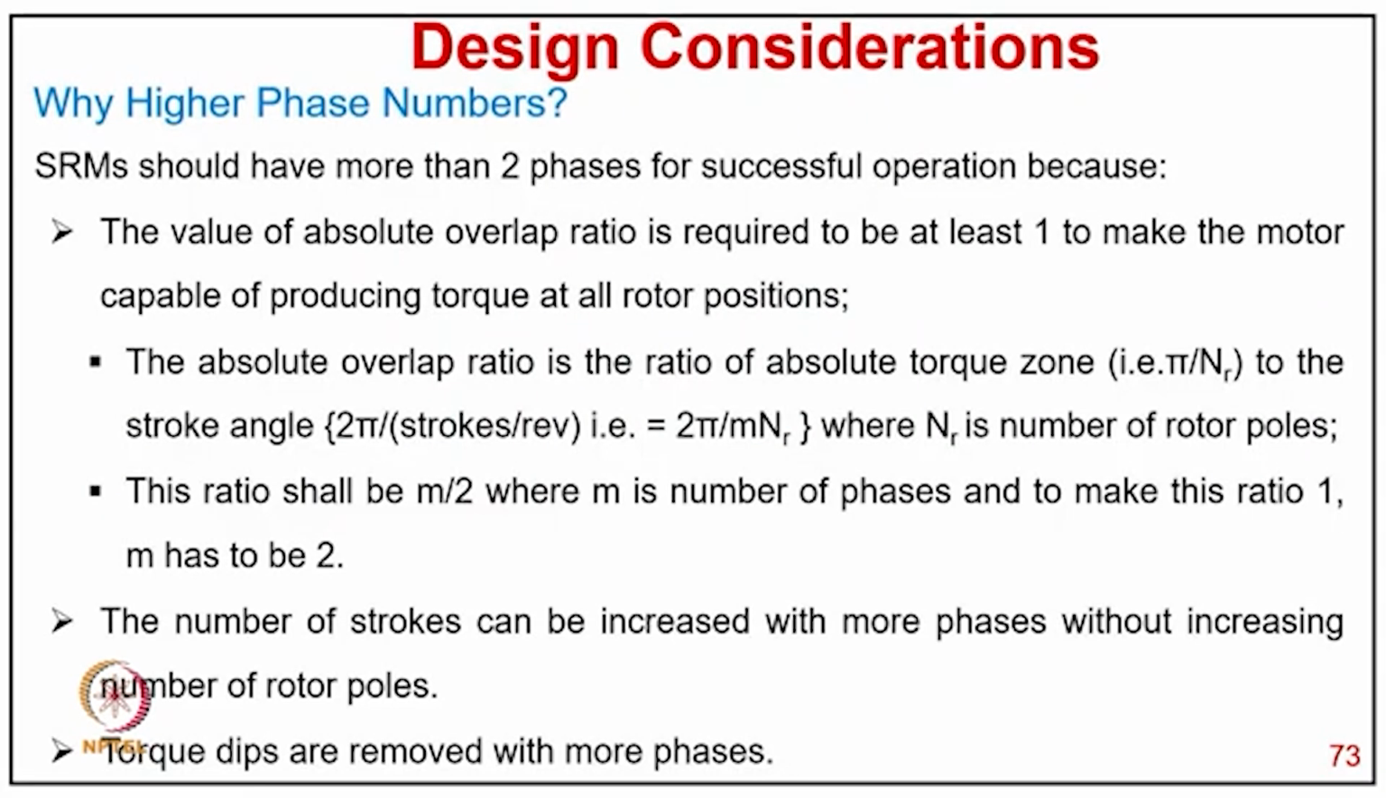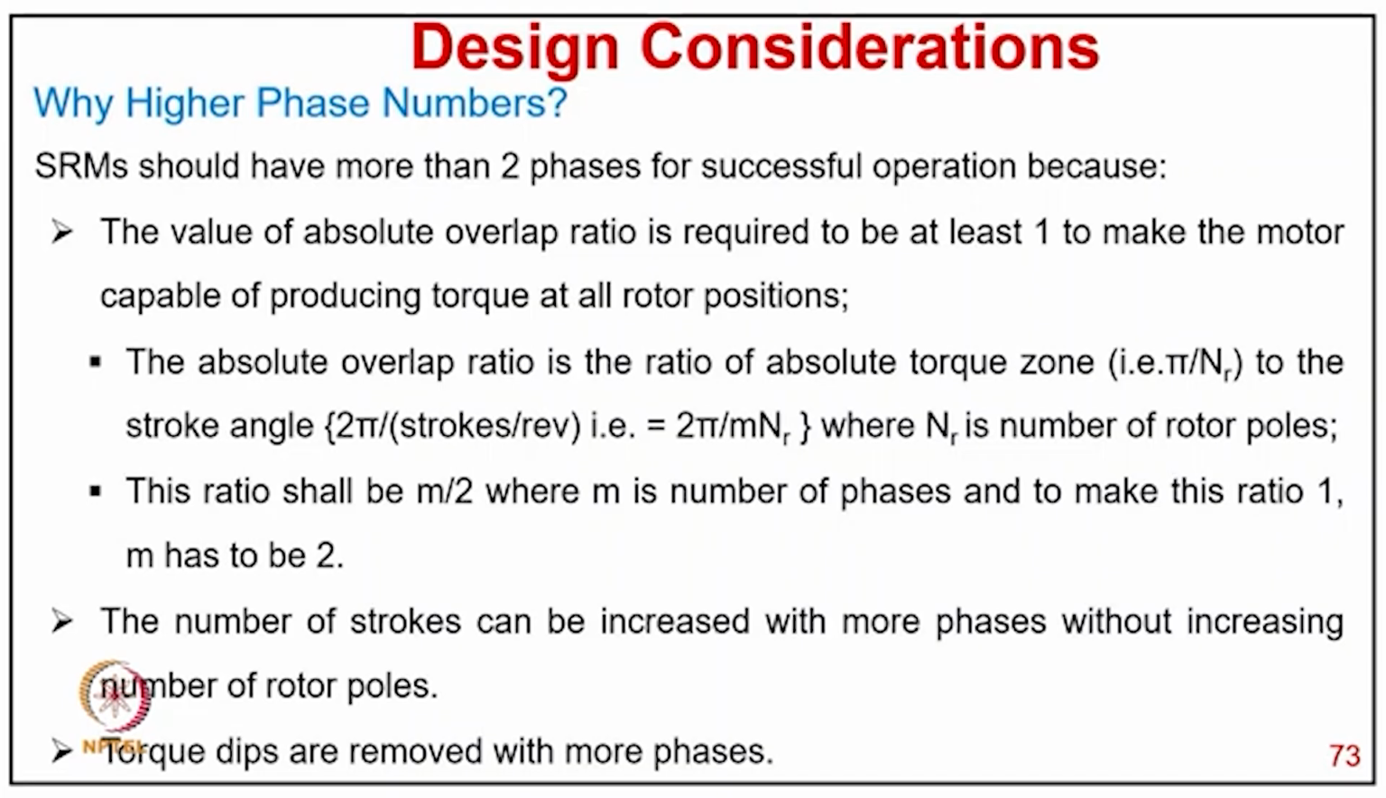Now coming to why higher phase numbers. The reluctance motors should have more than 2 phases before successful operation, because the value of absolute overlap is required to be at least 1 to make the motor capable of producing torque at all rotor positions. The absolute overlap ratio is the ratio between the absolute torque zone, that is pi upon Nr, to the stroke angle, 2 pi upon strokes per revolution, that is 2 pi divided by m into Nr, where Nr is the number of rotor poles.